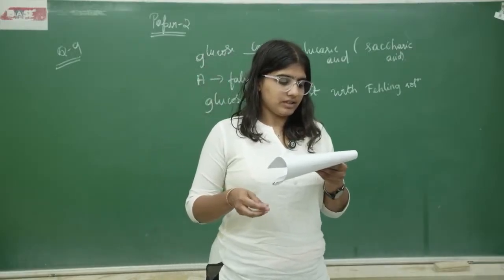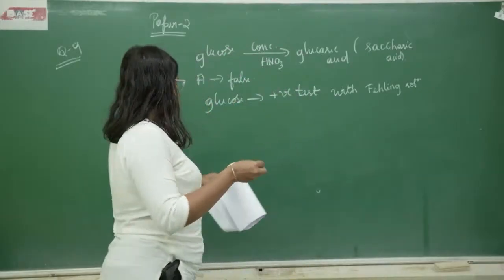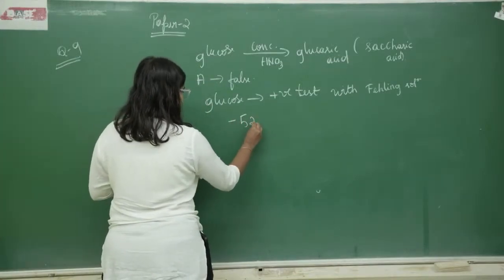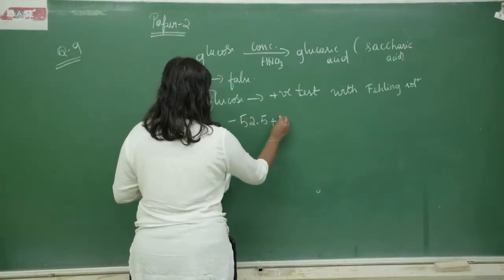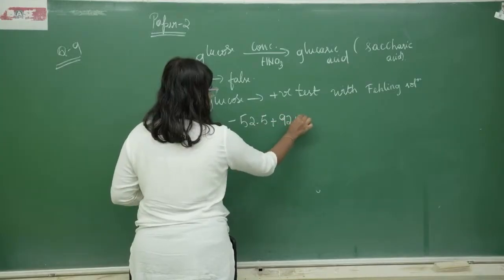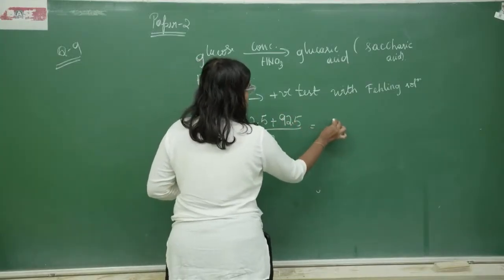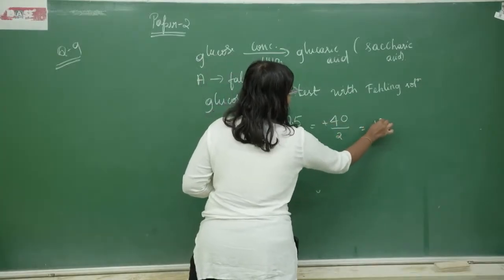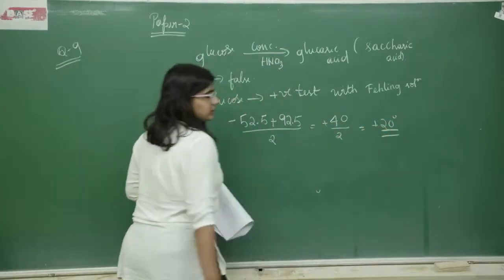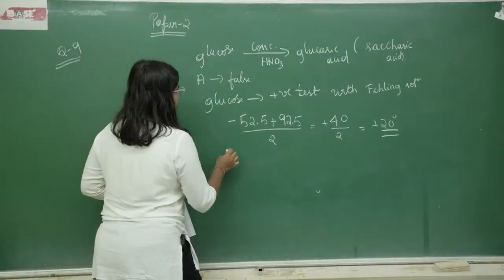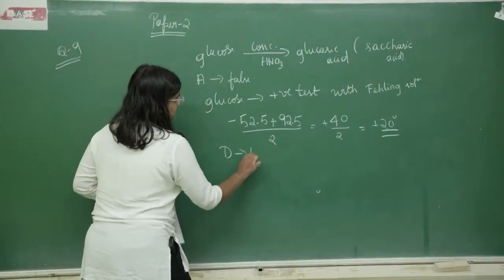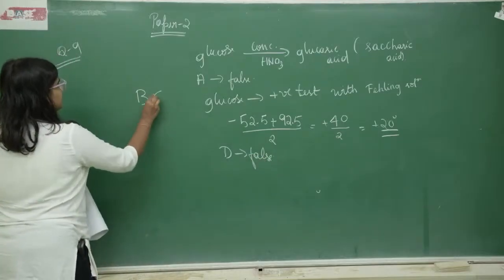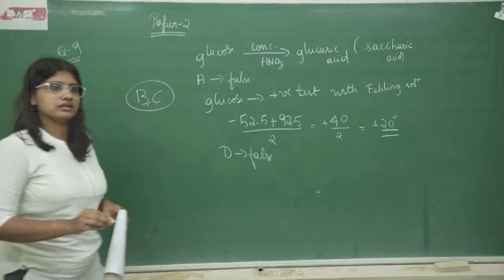And D, they have given us specific rotation. So if we calculate the specific rotation which is given in the question, we'll calculate minus 52.5 plus 92.5 divided by 2. If we do, we get 40 by 2, that is plus 40 by 2. So we will get plus 20 degree. But in the question they have given us minus 40 degree. So statement D is false. So true statements are B and C for question number 9.